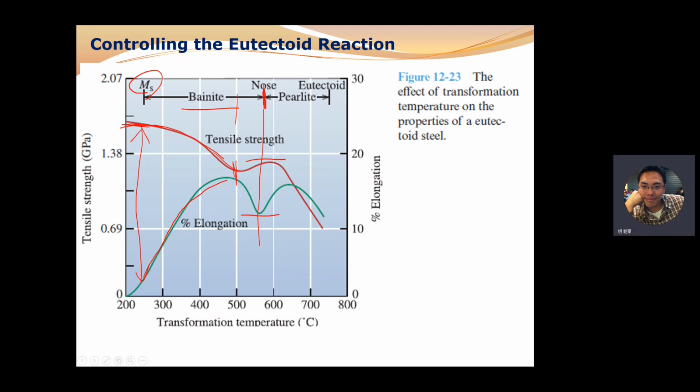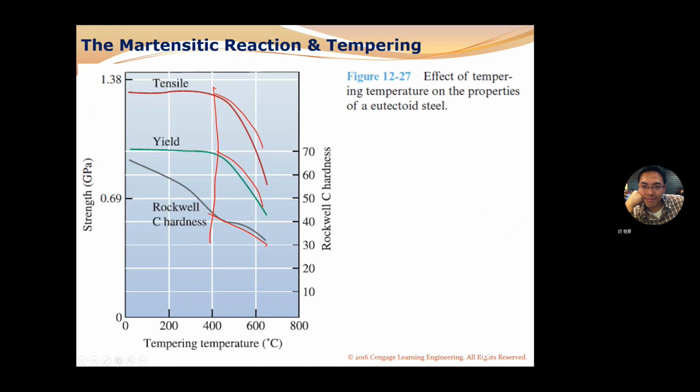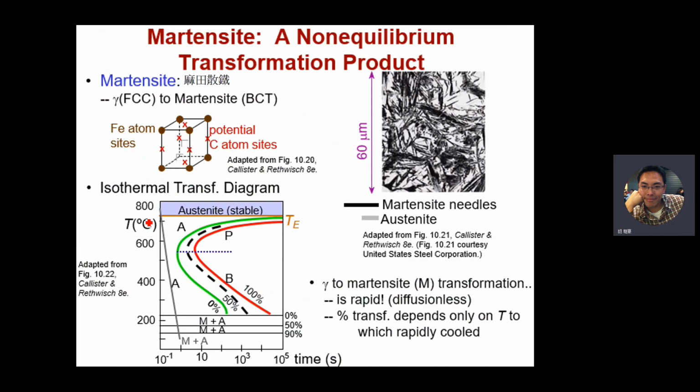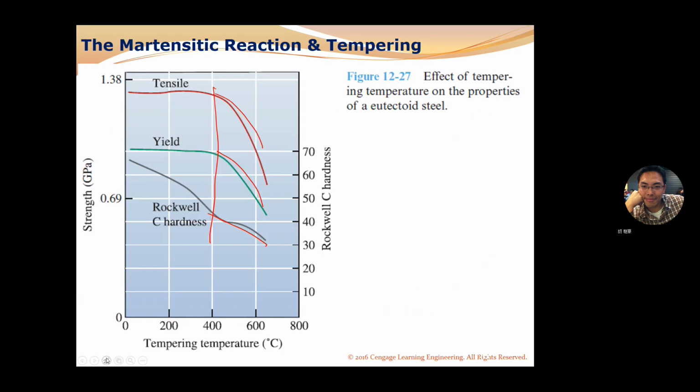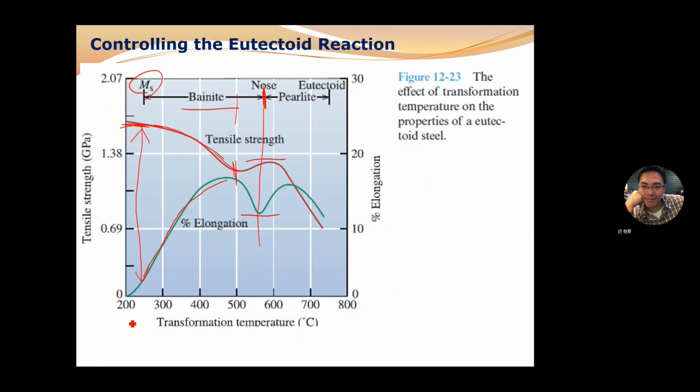So what's this nose? The nose is right here. I already mentioned it previously. Right here, this is the nose between the pearlite and the bainite. Okay, so finally we see the eutectoid is TE, right? The eutectoid temperature.